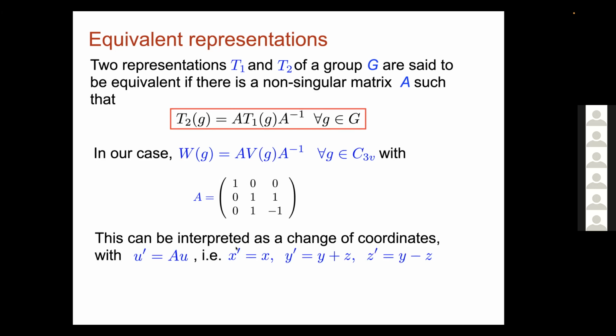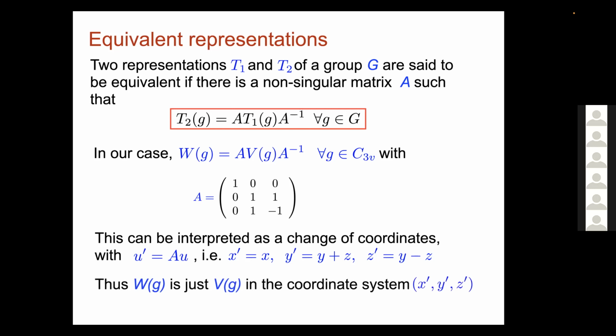And this can be interpreted as a change of coordinates with u prime equal Au, x prime equal x, y prime, etc. If I have time later on, I will make a few clarifications on the blackboard, because in my experience many people get extremely confused. Initially there is a confusion between coordinates and vectors, coordinates and unit vectors, transformation of unit vectors, transformations of coordinates. This is a nightmare when you start to use group theory, but I think it can be clarified very simply. I'll do it at the end if I have time. If not, I'll do it next time. First, I want to leave all the material.